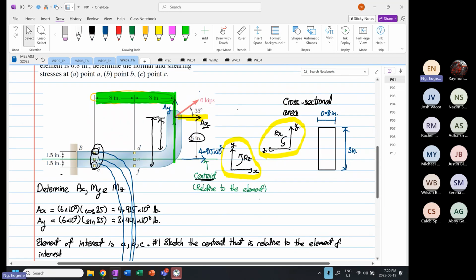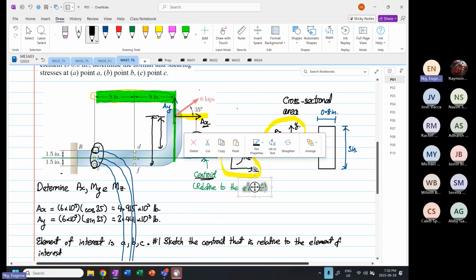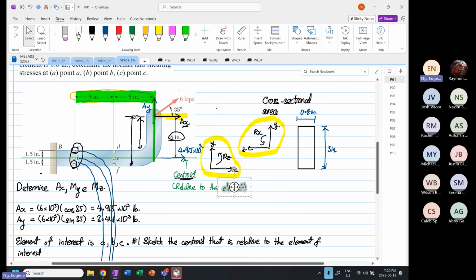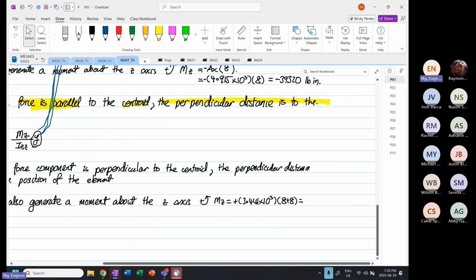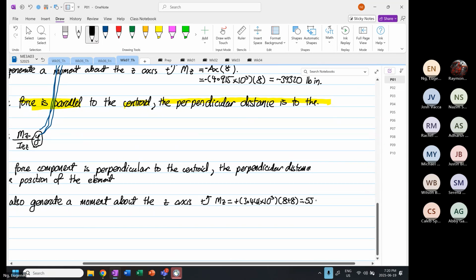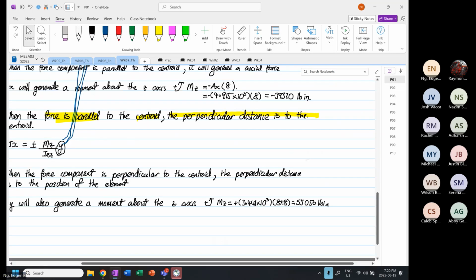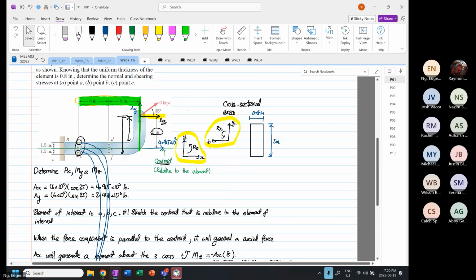Will be equal to AY multiplied by 60. So it's 3.441. Okay, so positive 3.441 times 10 to the power 3 multiplied by the distance of 8 plus 8. So this will be equal to 3.441 times 10 to the power 3 times 16, which is equal to 55.056, or 55.056 pound-inch. Okay, there you go.